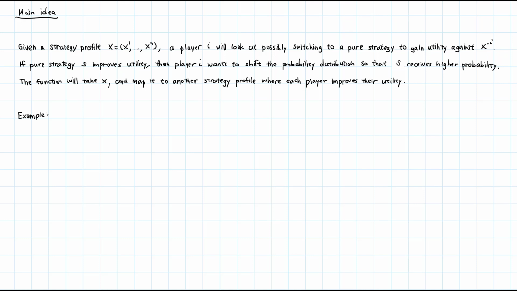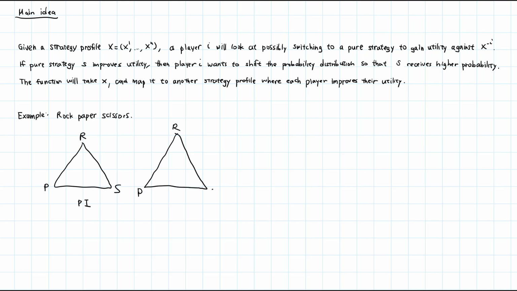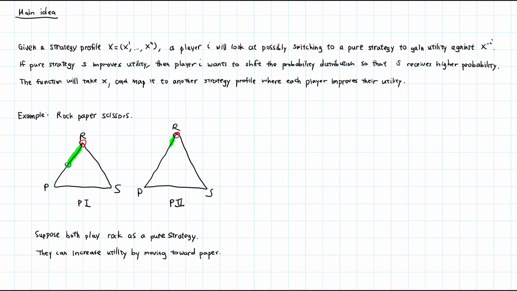Let's have a look at the rock, paper, scissors example. Each player's mixed strategies can be represented by a triangle with the pure strategies rock, paper, and scissors as the vertices. In our first instance, suppose both players play rock as a pure strategy, which is represented by these 2 points here. Currently, both of them have utility 0, but they can increase utility by moving towards paper, so that's what the function does for them.